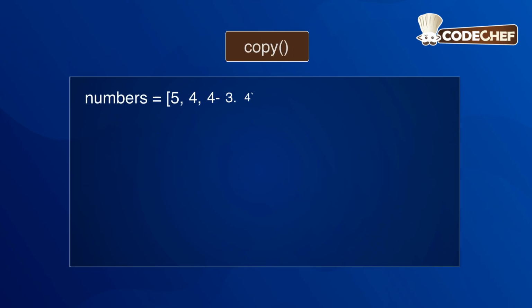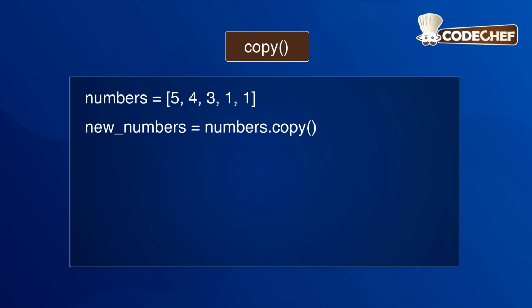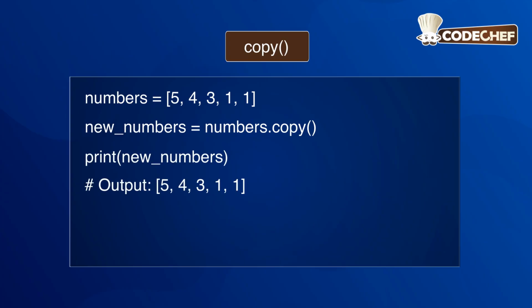The .copy method is used to create a new, independent list. Changes to the new list will not affect the original list. In this code, we call numbers.copy() and store the result in the new_numbers variable. This creates a brand new list that is completely independent from the original numbers list. Now, if you change new_numbers, the original numbers list will stay exactly the same.